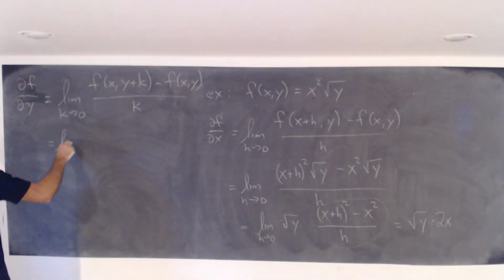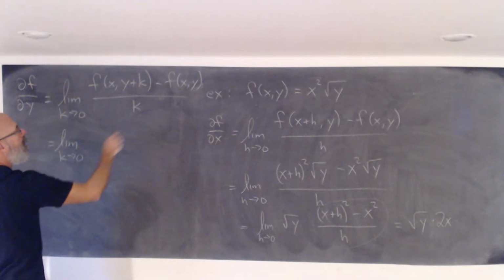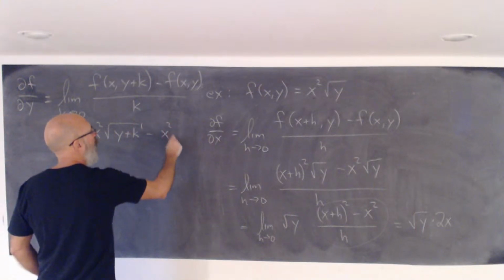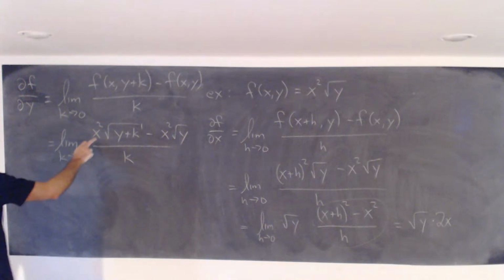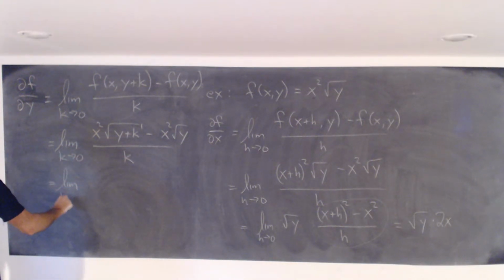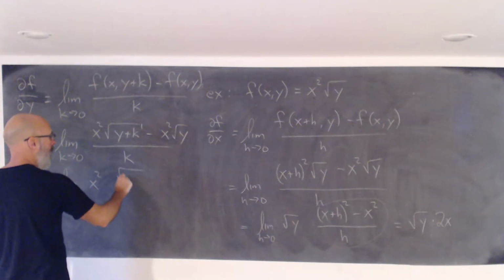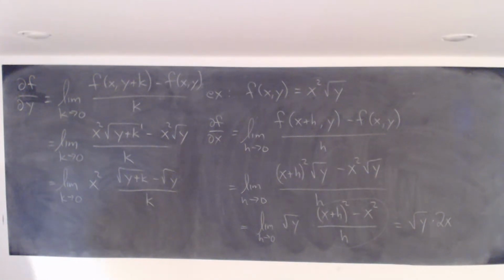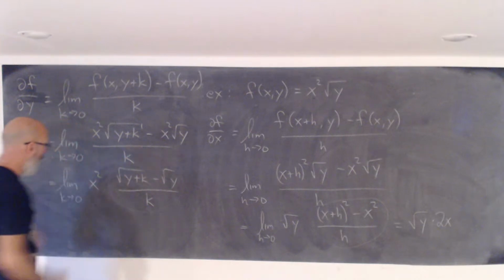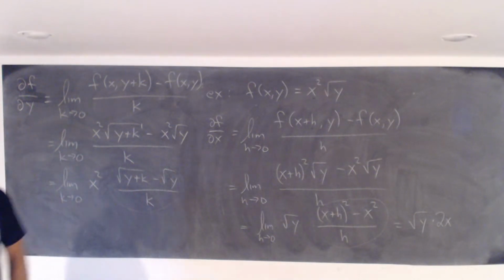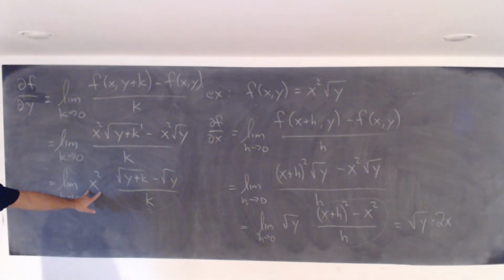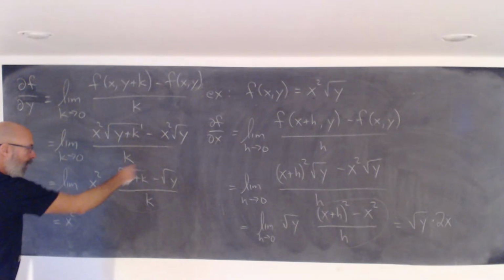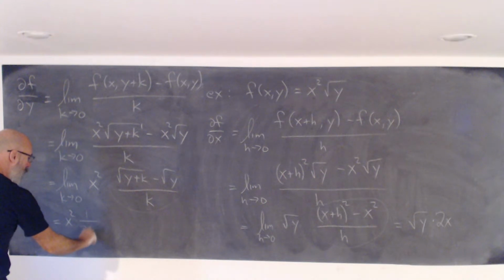So what do we get here? This is x squared square root of y plus k, minus x squared root y, over k. And again, if you factor out the x squared, you get this. And again, you recognize the limit of that to be the derivative of the square root of y function, leaving the stuff in x fixed. So this is x squared times the derivative of square root of y, which is 1 over 2 square root of y.